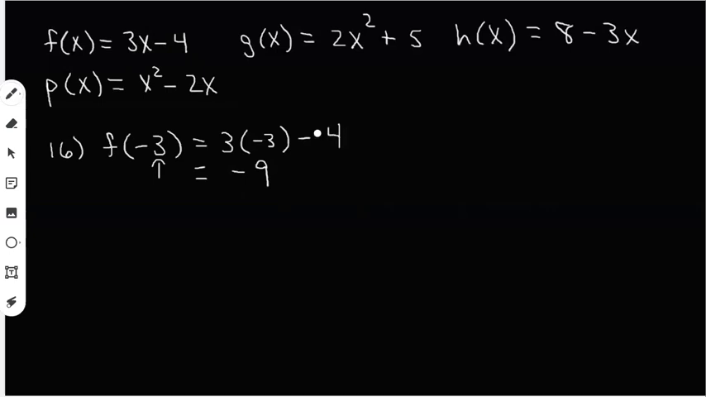I still have a minus 4 on the end, so I'm going to bring that down, minus 4. And now I have negative 9 minus 4. And what would that be, Coach? Same sign, stay the same when you combine them. So it becomes a negative 13. Right, a negative 13. Good job. So that's going to be our answer, negative 13.